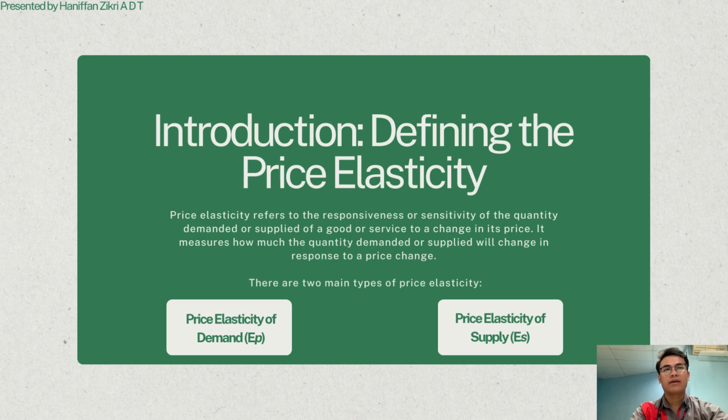So the first one is defining the price elasticity. Price elasticity refers to the responsiveness or sensitivity of the quantity demanded or supplied of a good or service to a change in its price. So it measures how much the quantity demanded or supplied will change in response to a price change. There are two main types of price elasticity. The first one is price elasticity of demand, and the second one is price elasticity of supply.